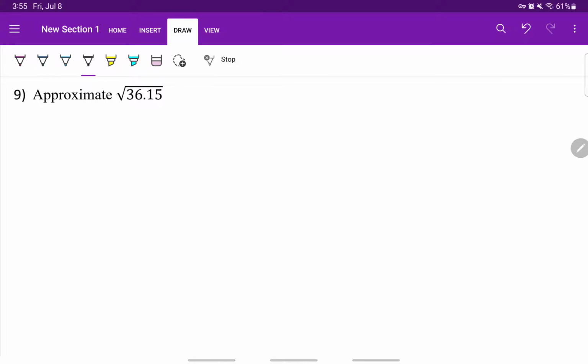Number 9 says to approximate the square root of 36.15. In this case, we're going to use differential approximation. When we're using differential approximation, we're using the formula f of a plus delta x, or sometimes I may use f of x plus delta x. Same thing.